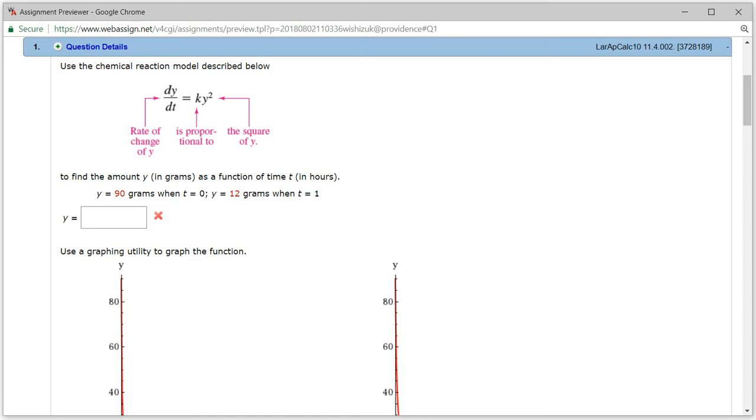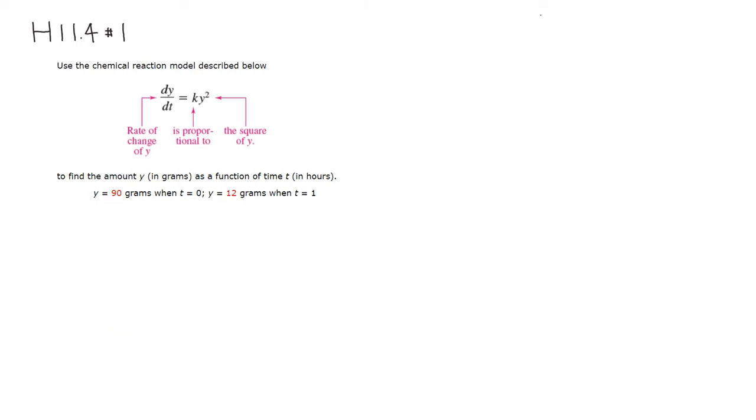Alright, let's look at homework 11.4, problem number 1. Let's do this problem. Let's solve this separable equation. I'm going to just divide through by y squared.